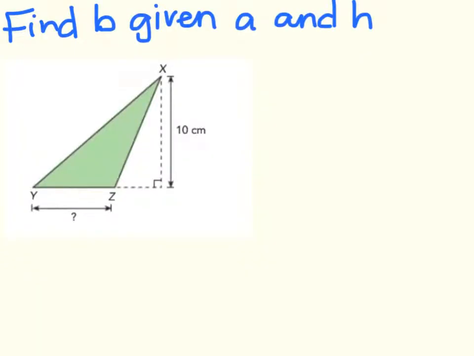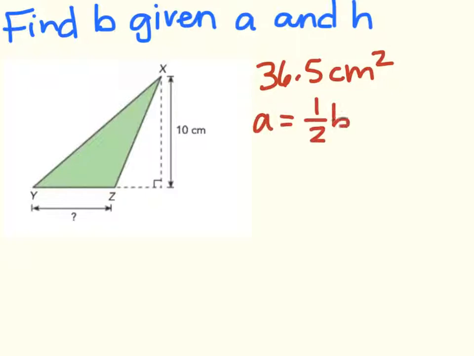Now let's find the base if we're given the area and the height of a triangle. The area of triangle XYZ is 36.5 centimeters squared. Find the base of the triangle. All right, this works exactly like finding the height because the formula is still the same. Area is equal to 1/2 of base times height. So our area is equal to 36.5 centimeters squared, which equals 1/2 of the base, which is unknown, times the height, which is 10 centimeters.